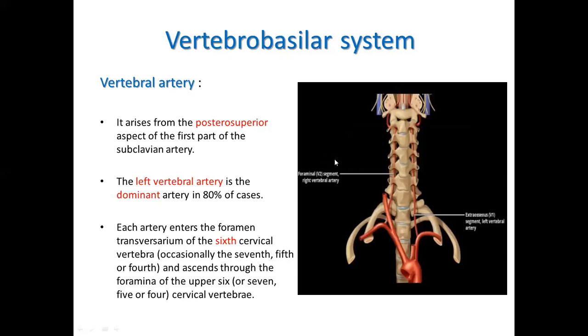Vertebro-basilar system. The vertebral artery arises from the posterior-superior aspect of the first part of the subclavian artery. The left vertebral artery will be the dominant in 80% of people. When it arises from the subclavian artery, it passes upward to enter the transverse foramen of the 6th cervical vertebra and continues upward, intraforaminal.